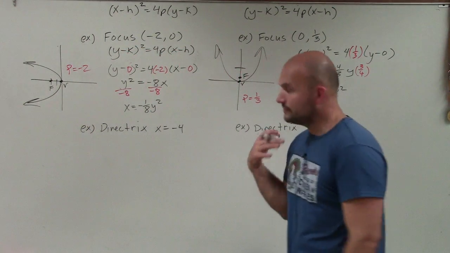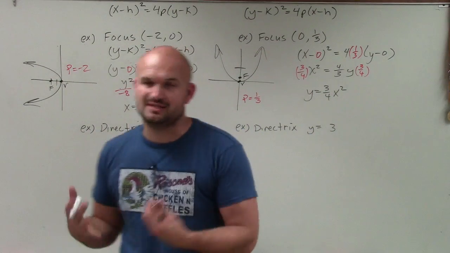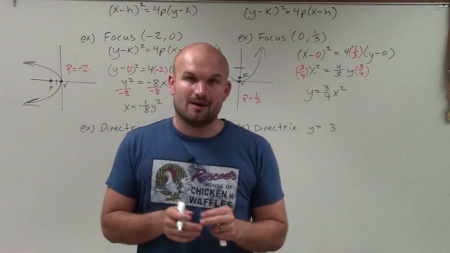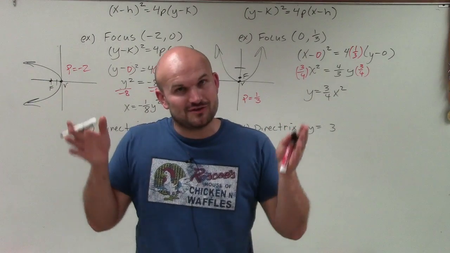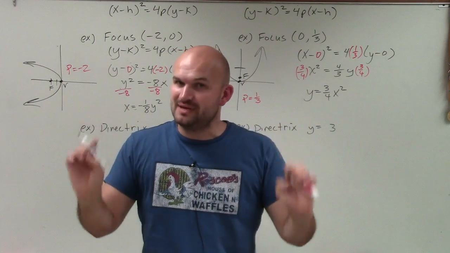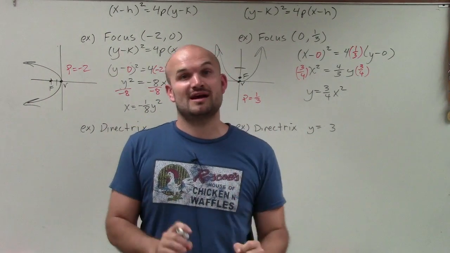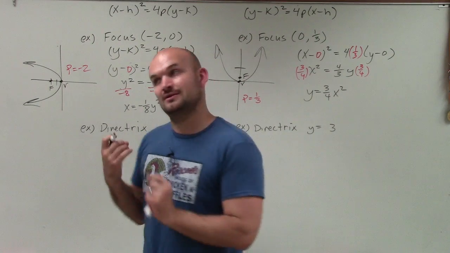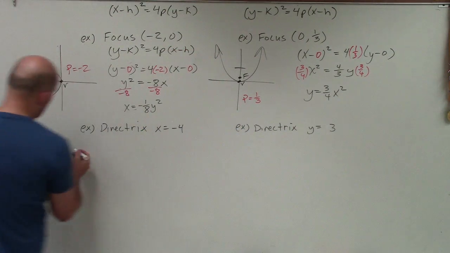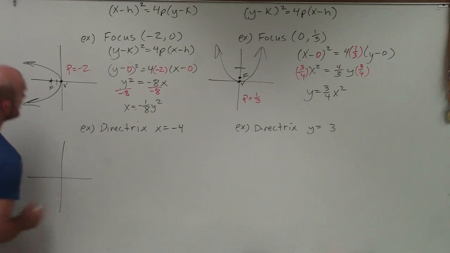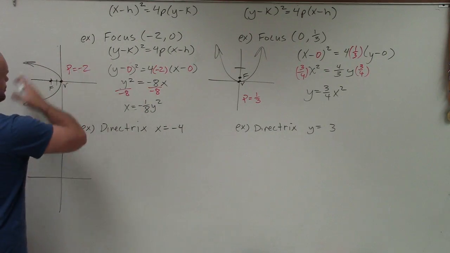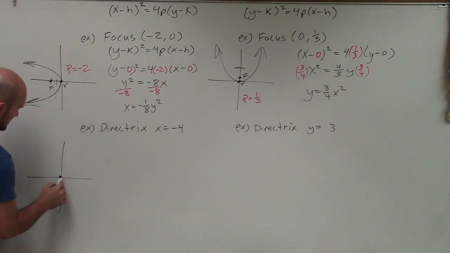All right, now for the directrix. Remember, the key with these is the exact same process that we just did. However, the distance from the vertex to the focus is p. The distance from the vertex to the directrix is opposite of p. Really, really important. But again, the process is the same: plot the information. We know the vertex is here.